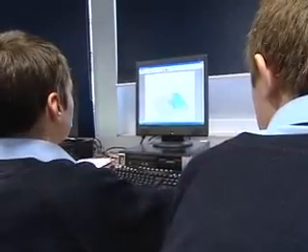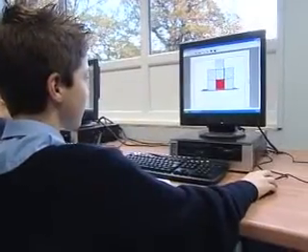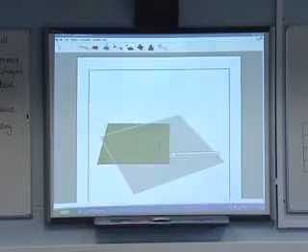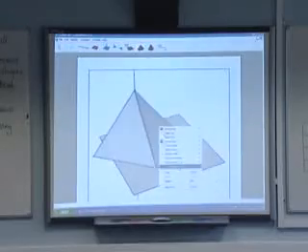One of the things that I really like about this software is it's fun. The children are getting a real buzz out of using it because it's so different and it's developing a real creative side of them in mathematics which we don't normally see.